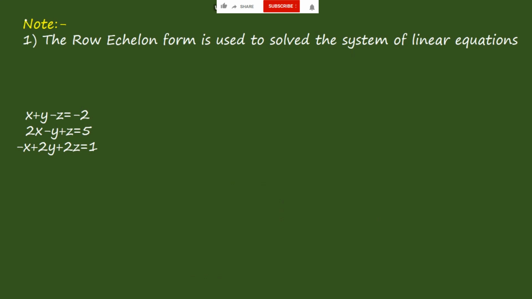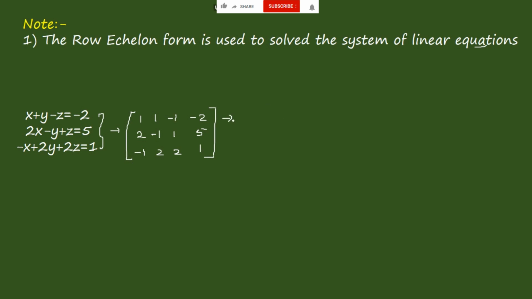Now the basic point that we know is that row echelon form is used to solve linear equations. So let us solve one of the equations with it. Consider these particular 3 equations. When we write this in the form of a matrix, we get 1, 1, minus 1, minus 2. This is 2, minus 1, 1, and this is 5. And this is minus 1, 2, 2, 1. We have to convert this into row echelon form.